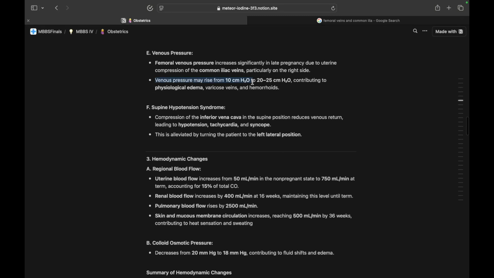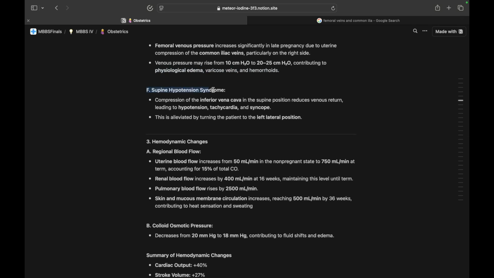Venous pressure may rise from 10 centimeter of water to 20 to 25 centimeters of water, contributing to physiological edema, varicose veins and hemorrhoids. So, these are all the venous issues: physiological edema, varicose veins and hemorrhoids.